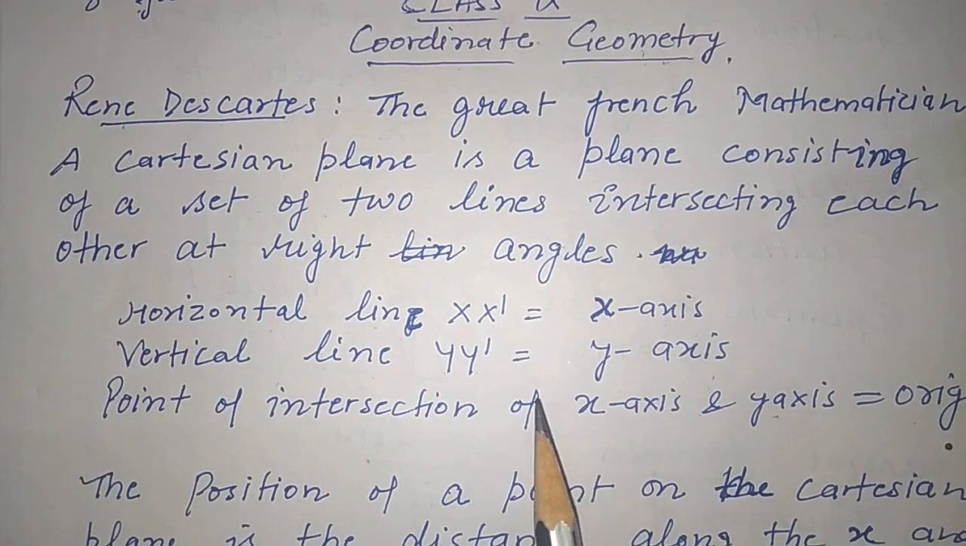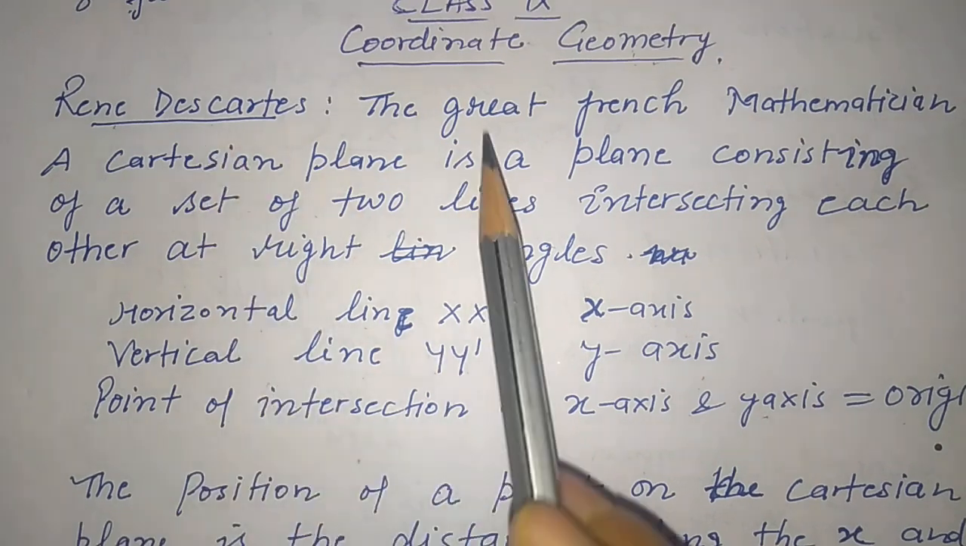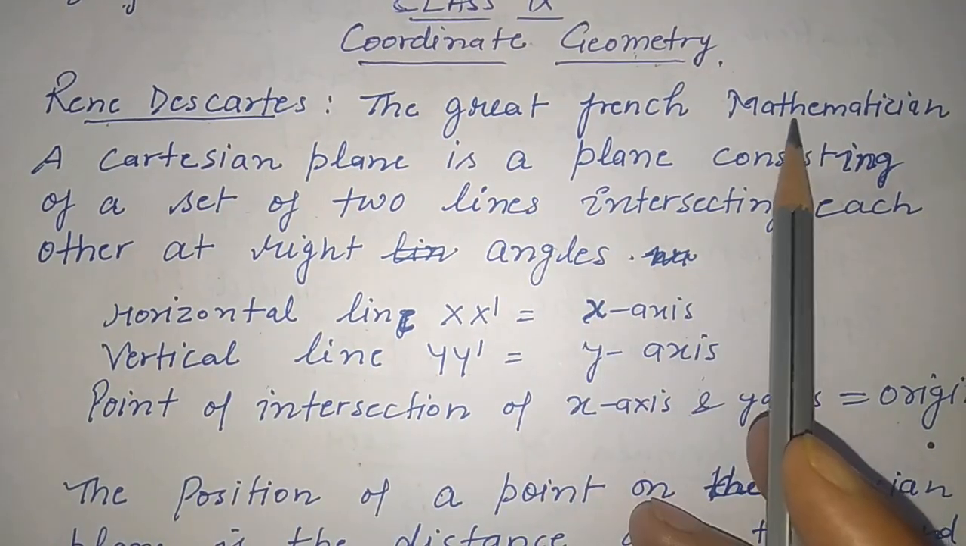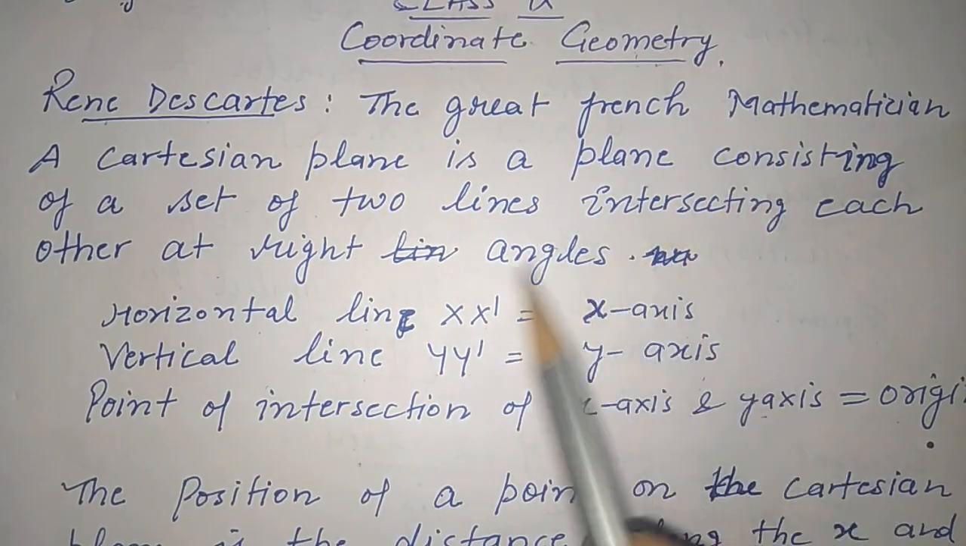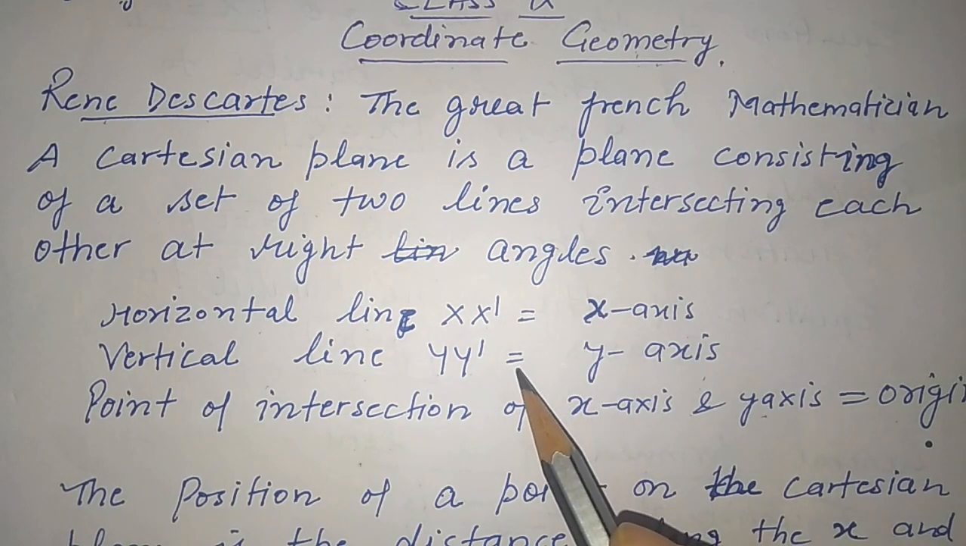So here we have the name of the scientist René Descartes. He was a great French mathematician. Actually, one day when he was resting in bed, he solved the problem of describing the position of a point in a plane. His method was a development of the older idea of latitude and longitude.